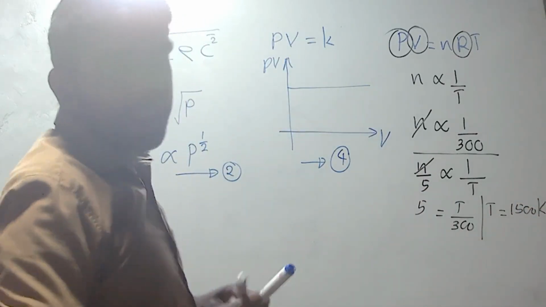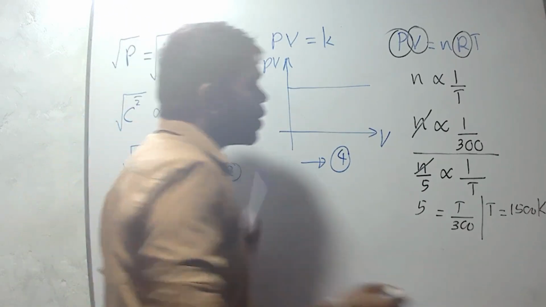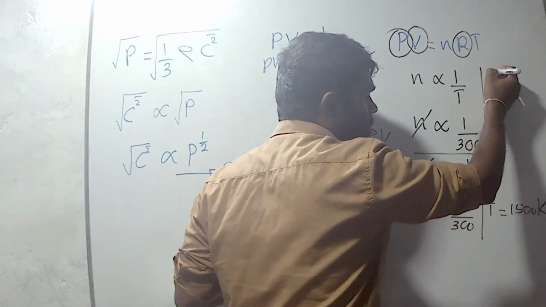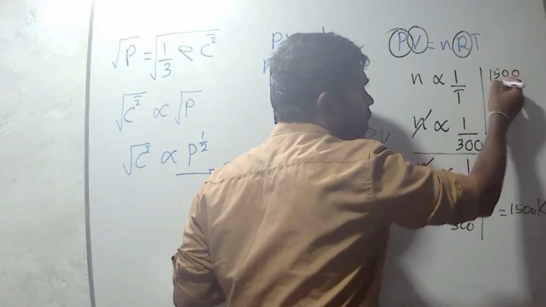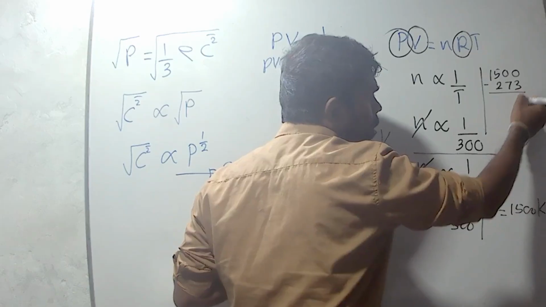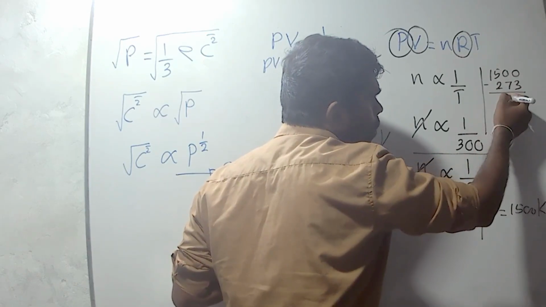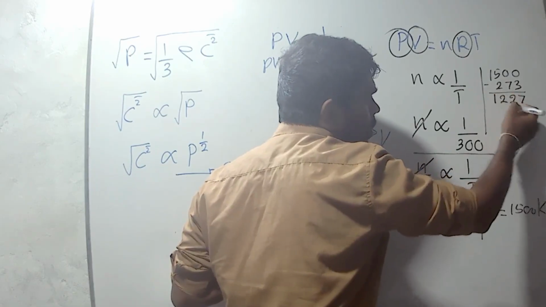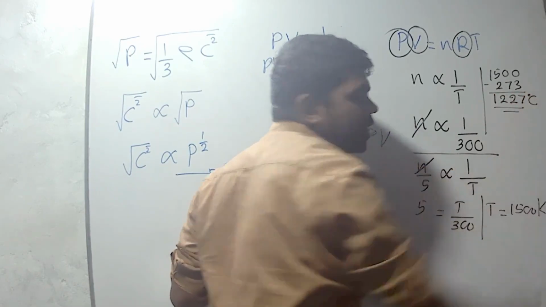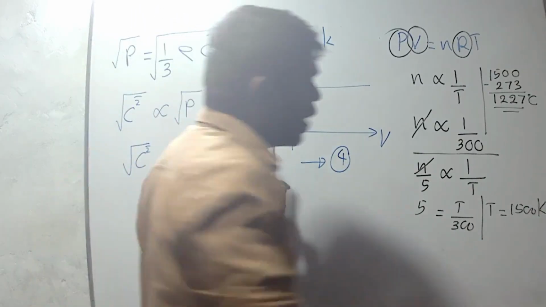But answers are given in Celsius. Therefore, we have to subtract 273. 10 minus 3, 7. 9 minus 7, 2. 4 minus 2, 2. 1. 1227 Celsius. Then the answer is 5.